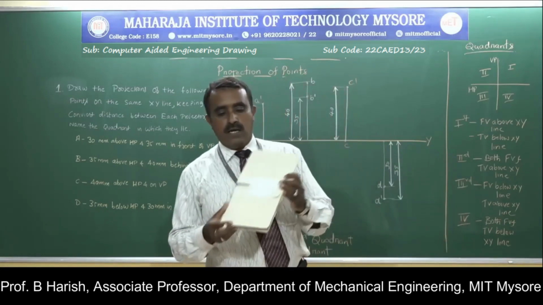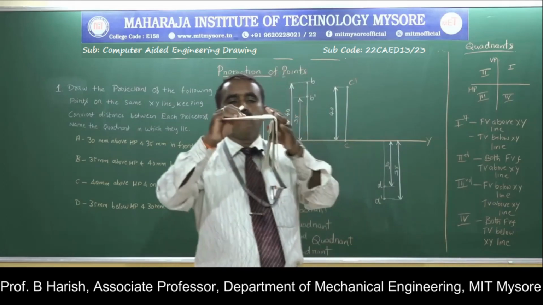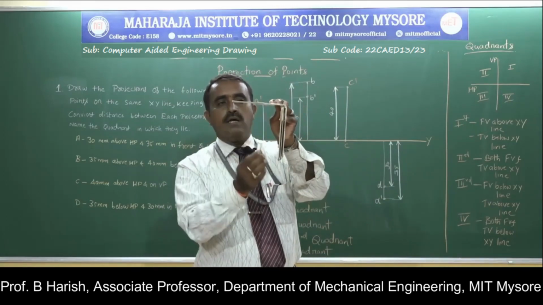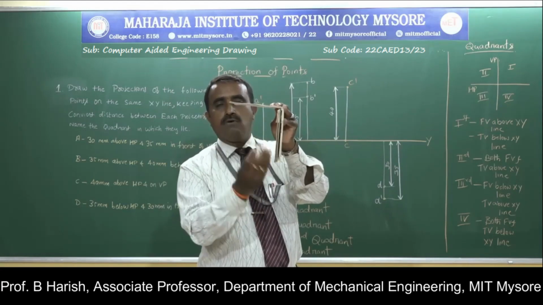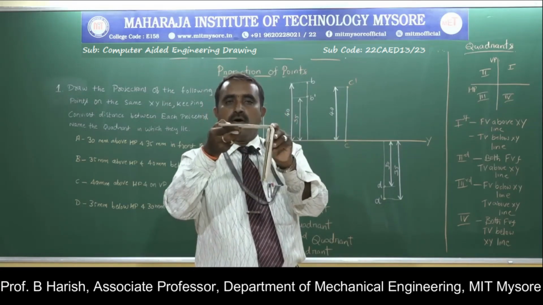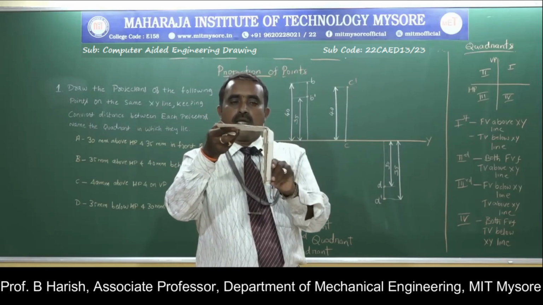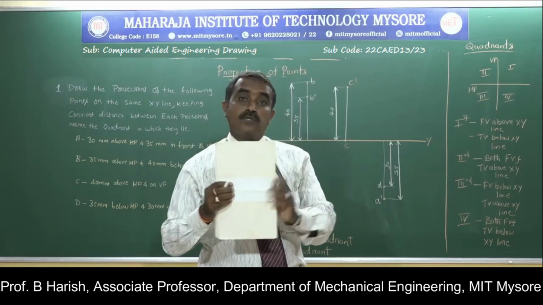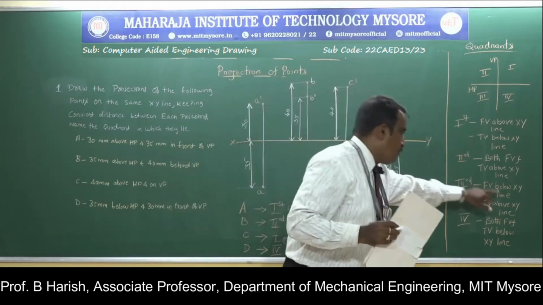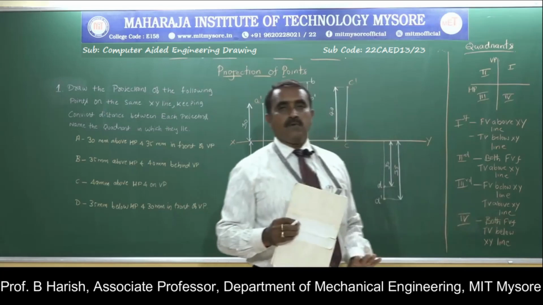Then come to the third quadrant. This is the third quadrant. Once again, the object is here, the top view will be here and the front view will be here. The rule once again: the horizontal plane is rotated, the vertical plane is fixed. It will rotate like this. The third quadrant is just opposite to the first quadrant. So the front view will be below the XY line, and the top view will be above the XY line.